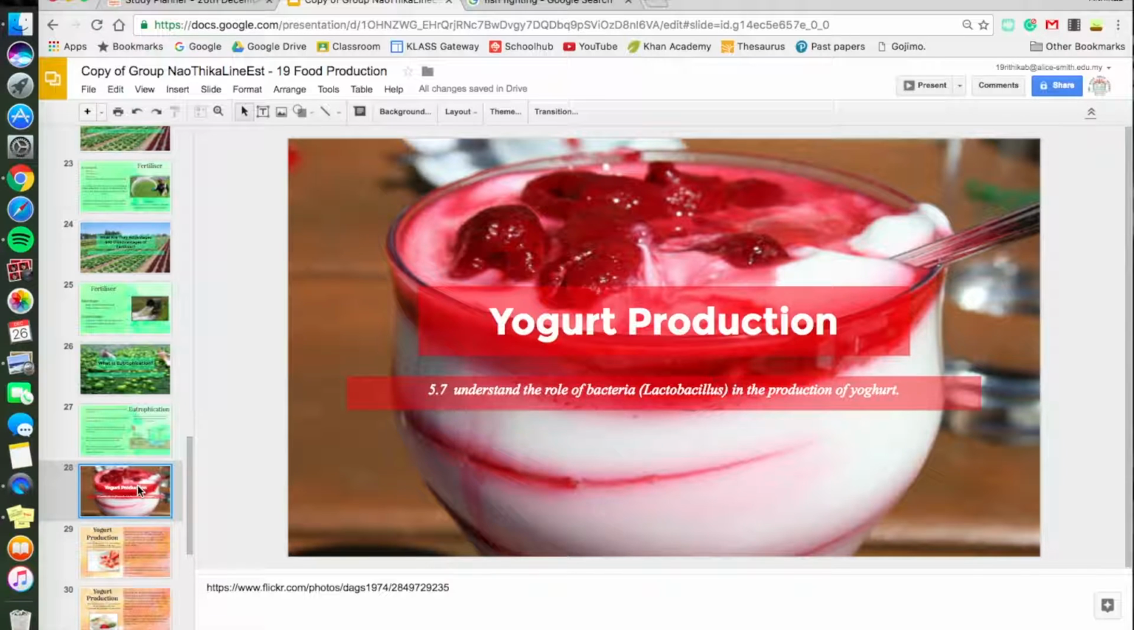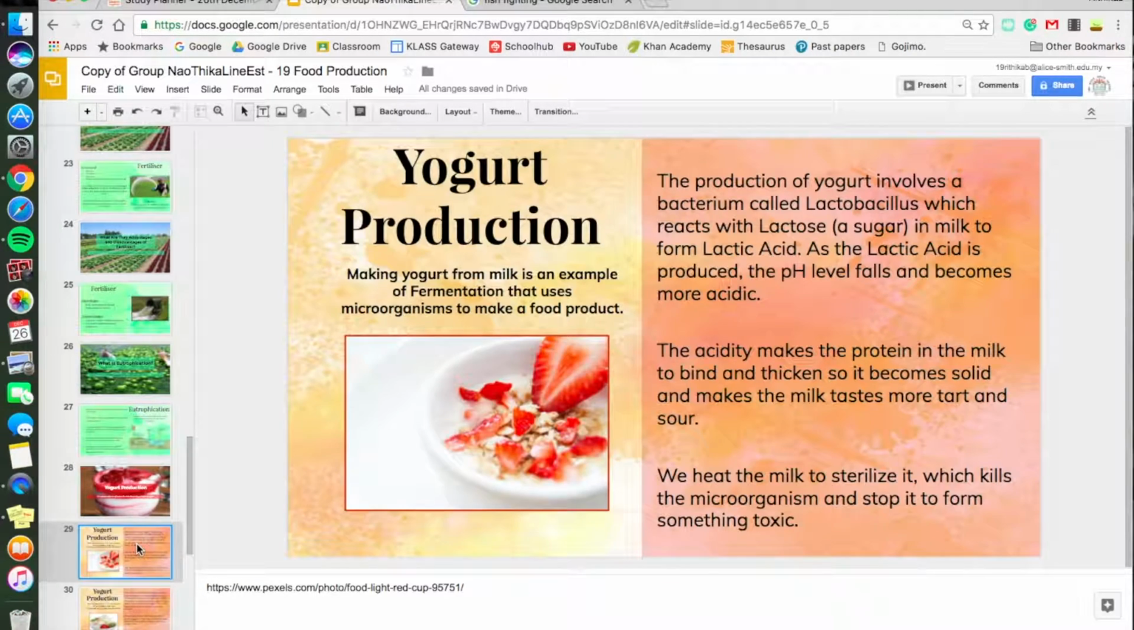Now, food production using microorganisms. Yogurt production is through the bacterium called lactobacillus, and this bacterium turns milk into yogurt. So it uses lactose sugar in the milk to produce lactic acid by anaerobic respiration.